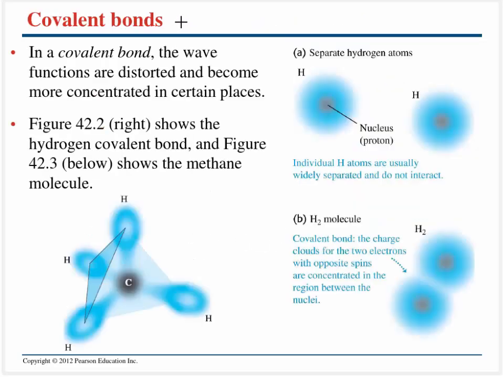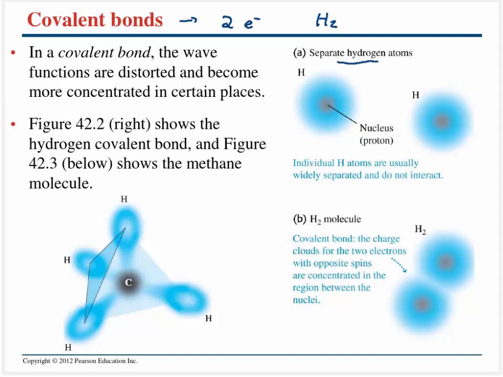Now, covalent bonds are a little bit different than ionic bonds. Usually with ionic bonds, we're talking about one electron that's being shared. With covalent bonds, we're looking at two electrons, or a pair of electrons that are being shared. And if we were to consider a couple of bonds here, we just consider H2.